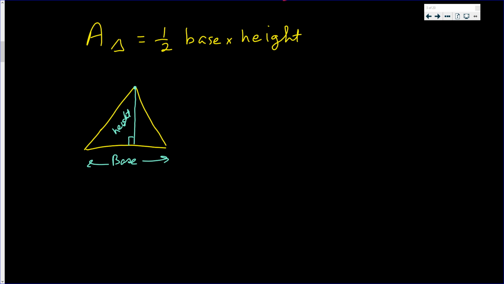If the base happens to be 8 inches and the height is 6 inches, then the area will be 1/2 times the base, which is 8 inches, times the height, which is 6 inches. Well, 1/2 times 8 is 4, times 6 is 24, times inch times inch, which is square inches. You can have 24 square inches in here.